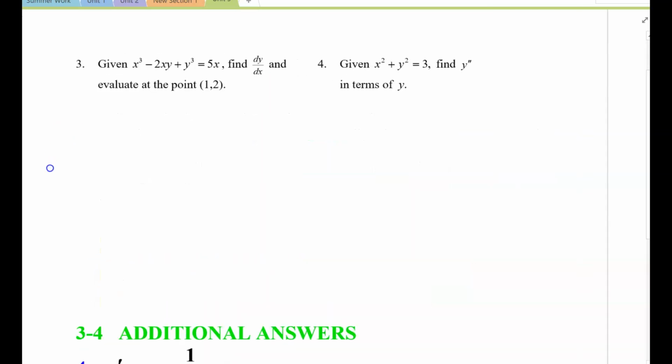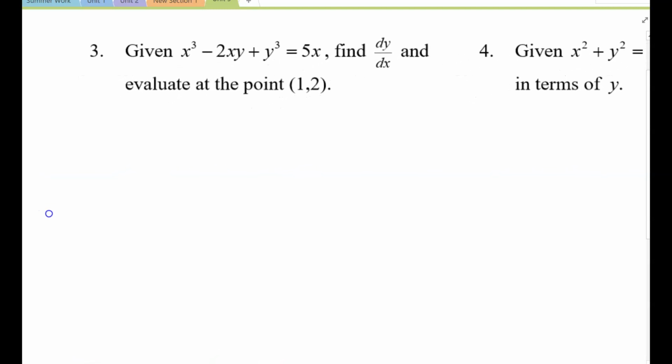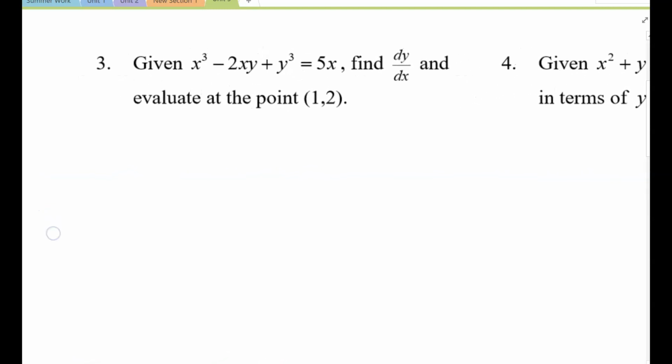Here is example 3, and in example 3 we are given the equation x cubed minus 2xy plus y cubed equals 5x, and they want us to find dy/dx and evaluate at the point (1, 2). So we'll go ahead and do just that.